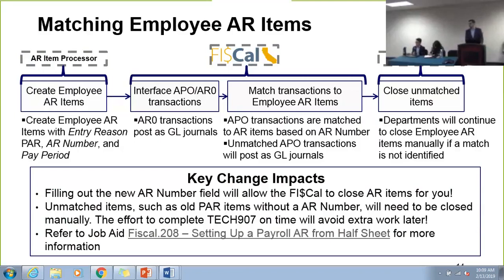Okay, so is this question, it sounds like you're talking about the AR document number. No, the half sheet. So you're talking about when you create the AR item, instead of doing AR and then the 5-digit number, you add an additional zero there.